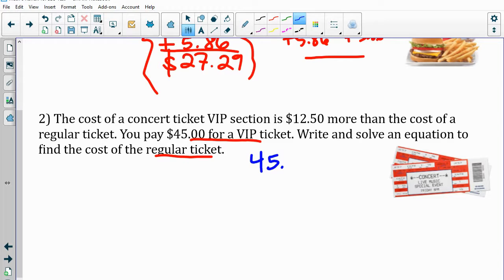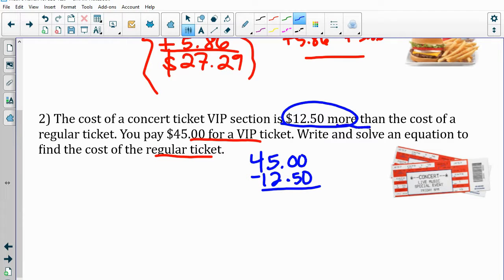Okay, so the VIP ticket is $45, right? The VIP is $12.50 more than a regular. So this is more than the regular. So yeah, right, Cooper? Yeah, 45. The VIP ticket is more than the regular. So if we want to know how much the regular is, just subtract off how much more it is.